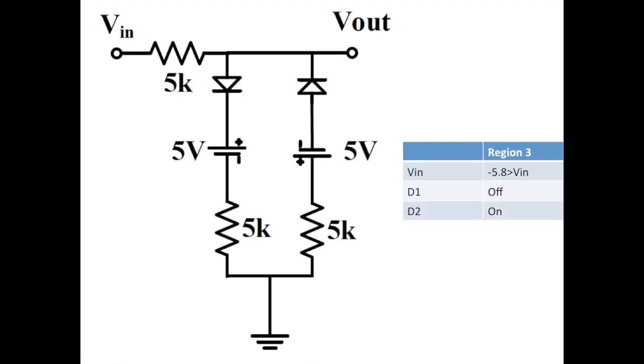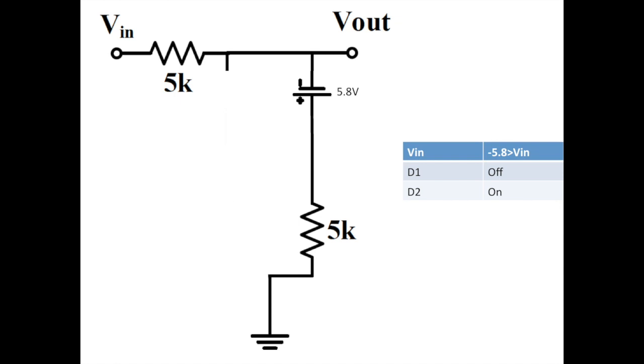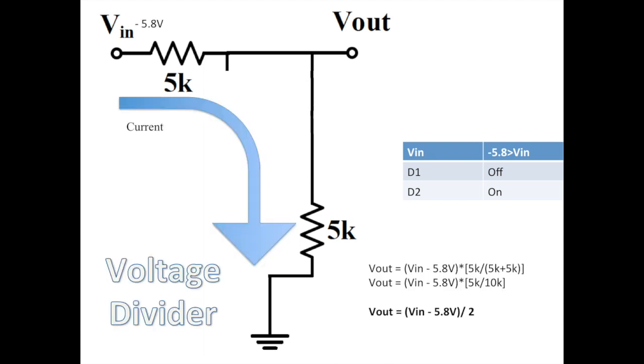Finally, we'll consider region 3, where V in is less than negative 5.8 volts, which makes D1 off and D2 on. So D1 is off, an open circuit, and D2 becomes a voltage source. Notice that the polarity of the voltage source matches the polarity of the diode. Finally, we can simplify our circuit, ignoring the left part of the circuit and combining our voltage sources into a 5.8 volt voltage source. This polarity causes our V in to become V in minus 5.8 volts instead of V in plus 5.8 volts like in region 1.